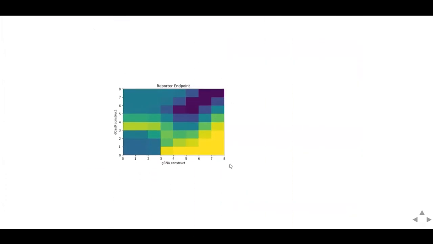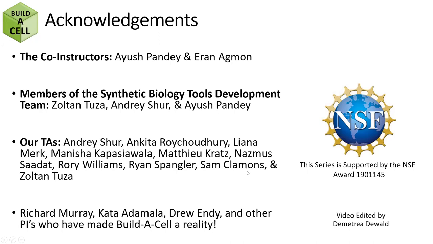And finally, I get this heat map where I showed you that if you have both guide RNA and dCas, you get repression. And if you have just guide RNA, you get activation. And if you have just dCas, you get a little bit of repression and a little bit of activation in kind of a strange way you might not expect. So that summarizes our lecture.